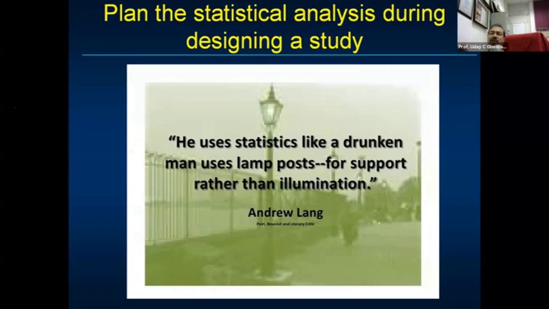Illumination means your statistical plan should be written before your study is begun. I know what some people do is they collect the data, then they start using different types of tests, and whichever test gives them a significant p-value, they report that. And this is like a drunken man using a lamppost. Now you will say, how will you know what I did?